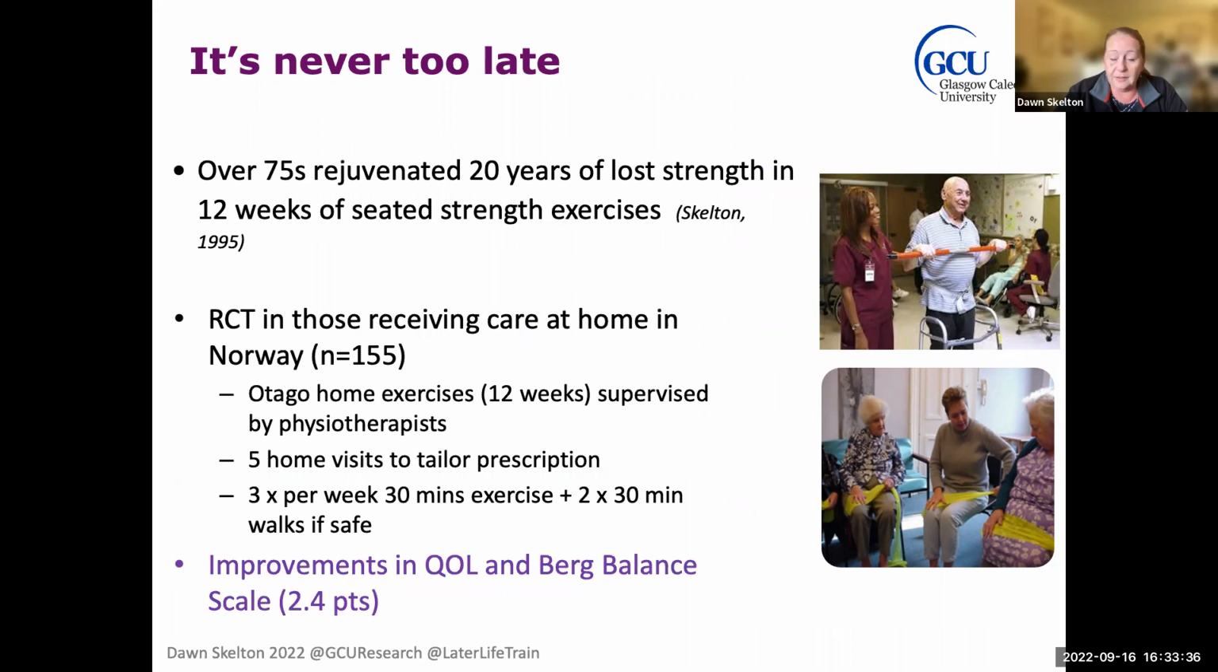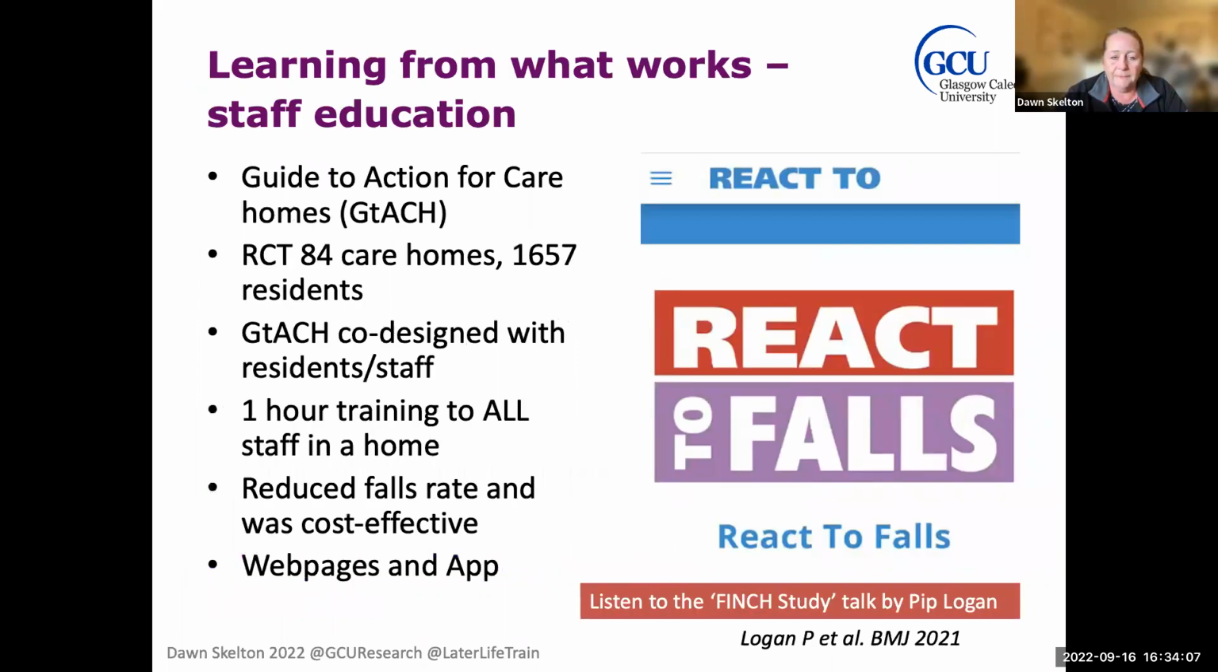And for example, there was a nice randomized control trial in those receiving care at home in Norway, where the physiotherapist went in and encouraged people to do home exercise, the Otago home exercise program. They did 5 home visits over those 12 weeks to encourage the progression of those exercises that they were doing on their own. And essentially, there were good improvements in quality of life and in balance. So a reminder that we can regain lost ability to do tasks.